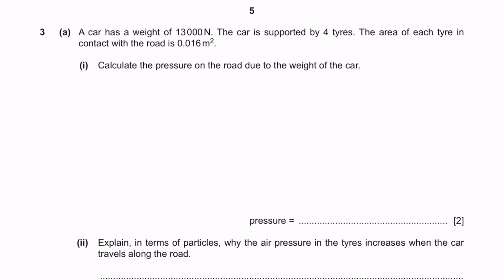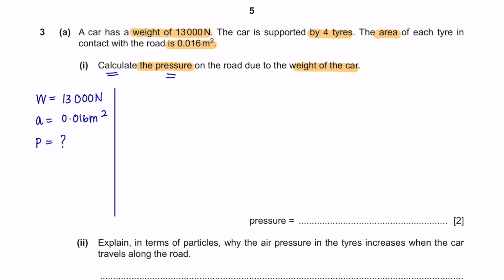Question 3, part A. A car has a weight of 13,000 newtons. The car is supported by 4 tires. The area of each tire in contact with the road is 0.016 meters squared. Part 1. Calculate the pressure on the road due to the weight of the car. As mentioned previously, when you are given a question to calculate, first list down all the information that you have. Next, identify which formula you need.